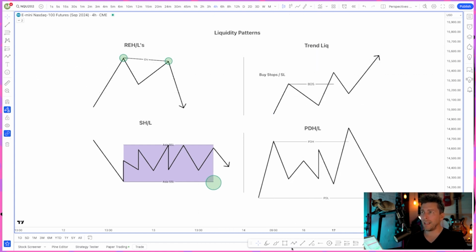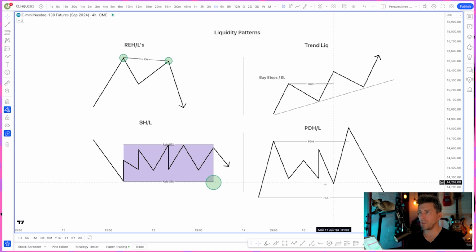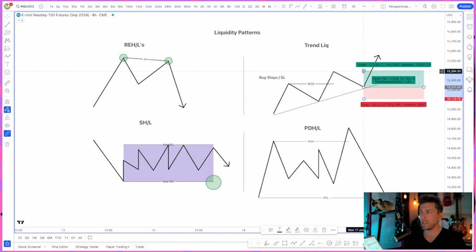Then we have trend line liquidity. Essentially, as price is in an uptrend here, you can see we're making higher highs and higher lows. Okay. And what happens is you have different types of traders, like trend line traders, you have breakout traders. And in this case, your trend line traders are waiting for what? They're waiting for price to come back down and trade somewhere along these levels.